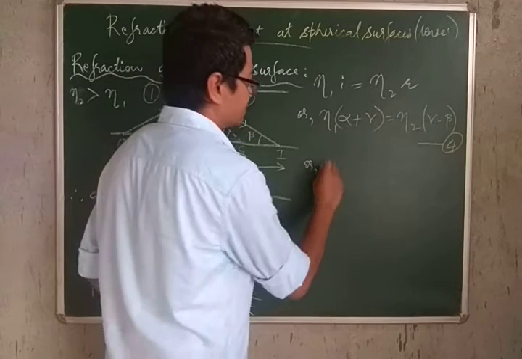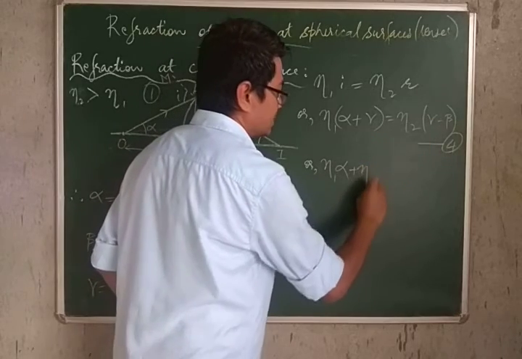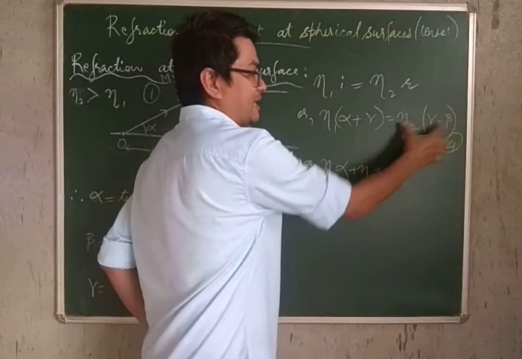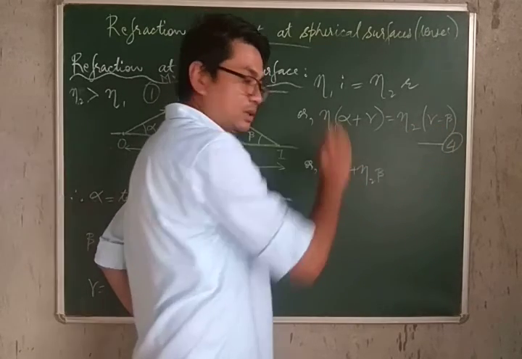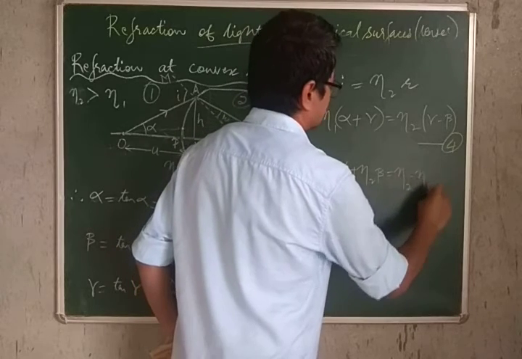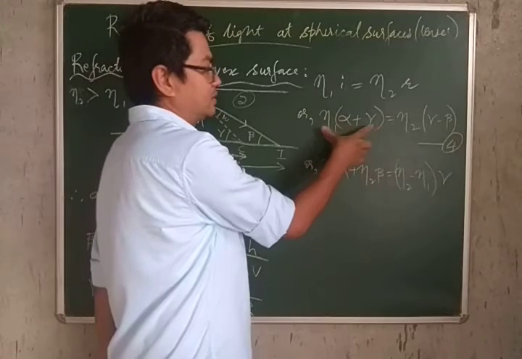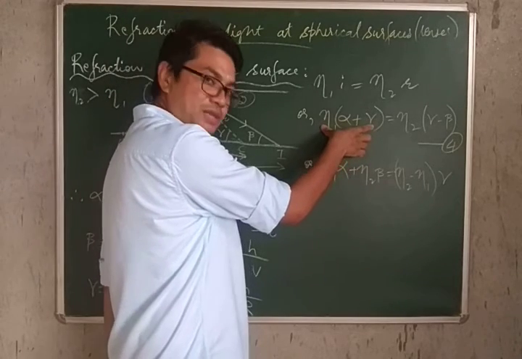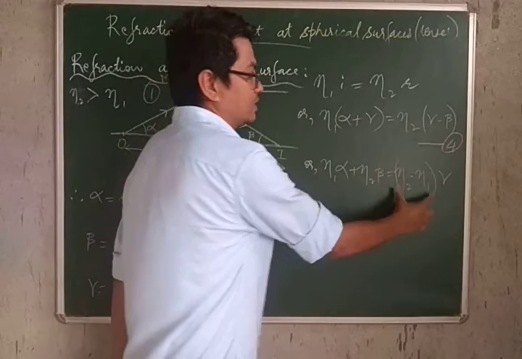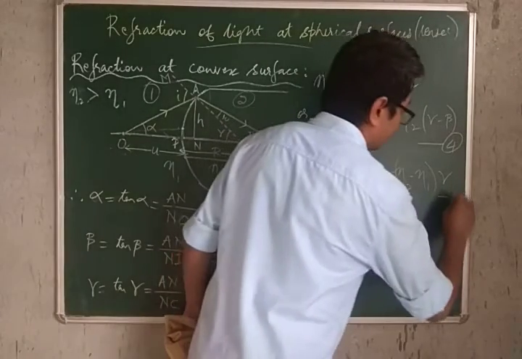Equation 4 can be written as eta 1 alpha plus eta 2 beta, bringing minus eta 2 beta from the right hand side to the left, of course. So this is eta 2 minus eta 1 into gamma. Now we are taking this eta 1 gamma from the left hand side to the right hand side, so it becomes minus eta 1 gamma, and we take out gamma common. So this is our equation number 5.